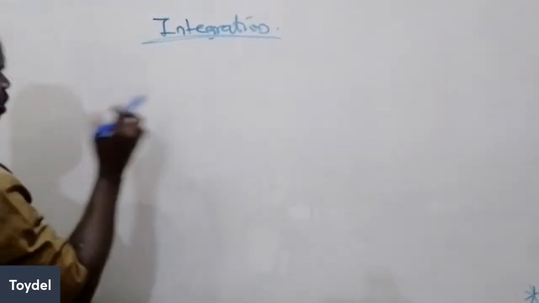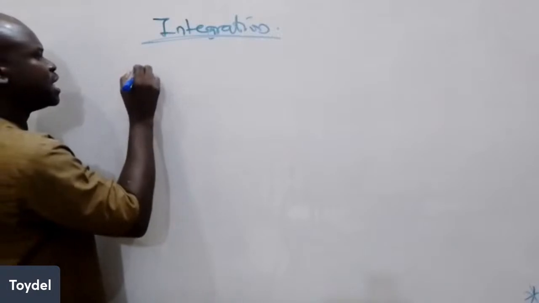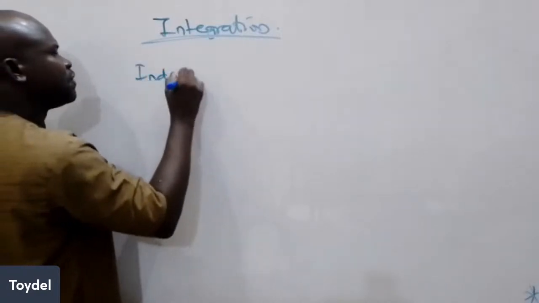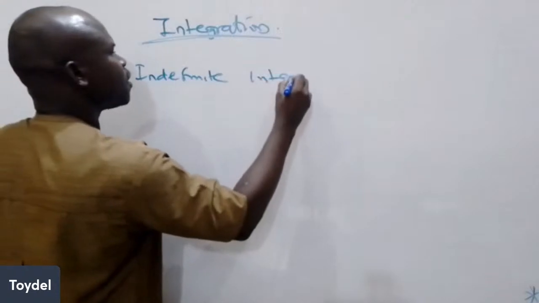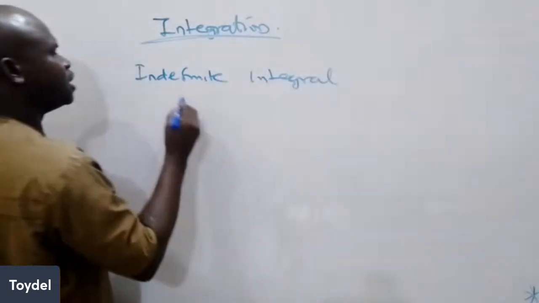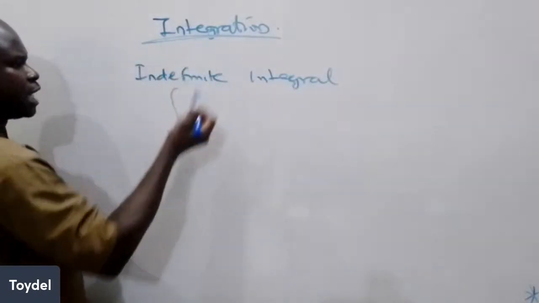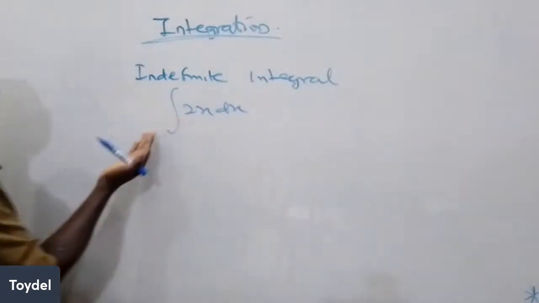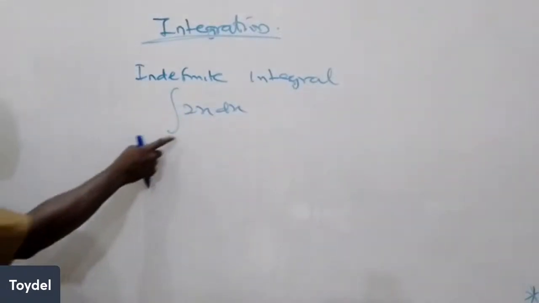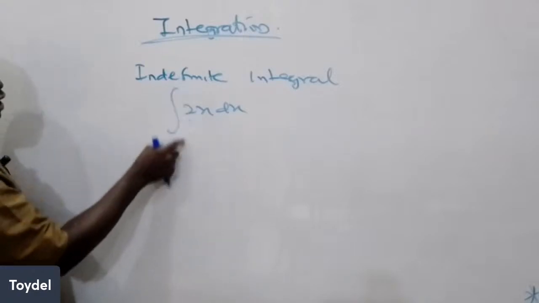So there are two types of integration. We have the indefinite integral. Under the indefinite integral, the integrand is open-ended. That is, let's say the integral of 2x dx. In this case, if you have the integral of 2x dx, it has no bound. It's open-ended.